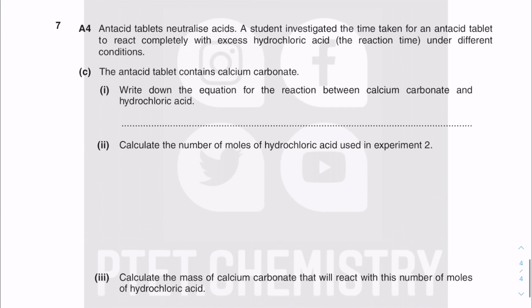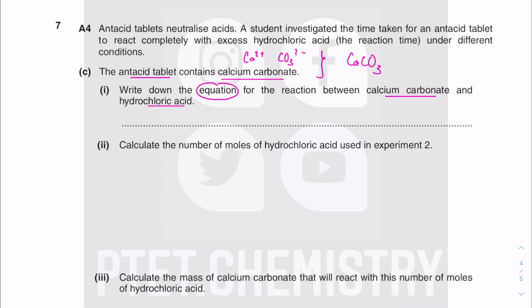On to the last question. So this is question 7. Antacid tablets neutralize acids, and so on. Antacid tablet contains calcium carbonate. You're going to know your formula, Ca2 plus, CO3 2 minus. The way you combine them is going to be CaCO3. So write an equation between calcium carbonate and hydrochloric acid.